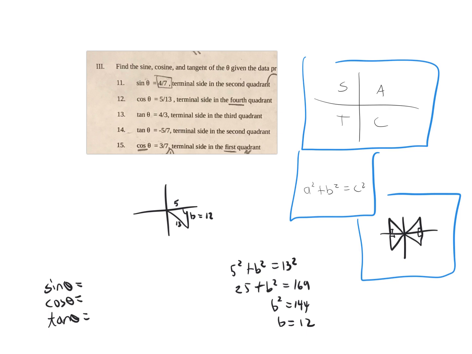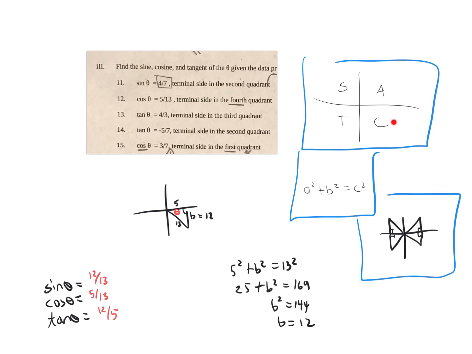So the sine of whatever this theta is right there would be 12 over 13, opposite over hypotenuse. Cosine is already given, that's 5 over 13. The tangent would be opposite over adjacent, so that's 12 over 5. Okay, we're not done yet because we need to take into account the signs.